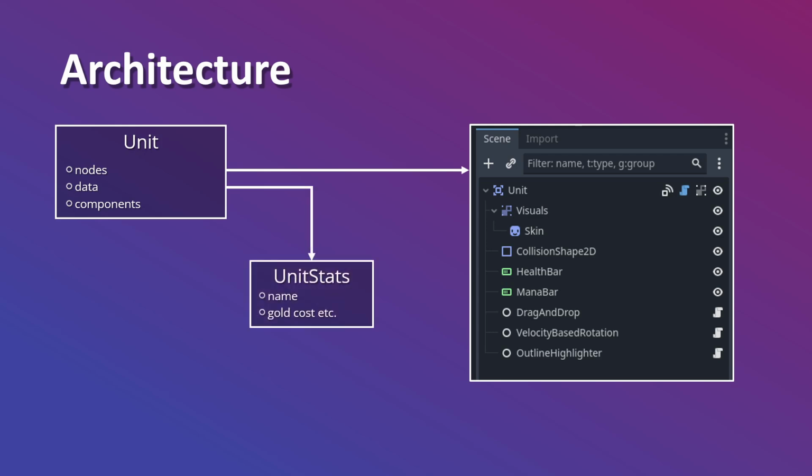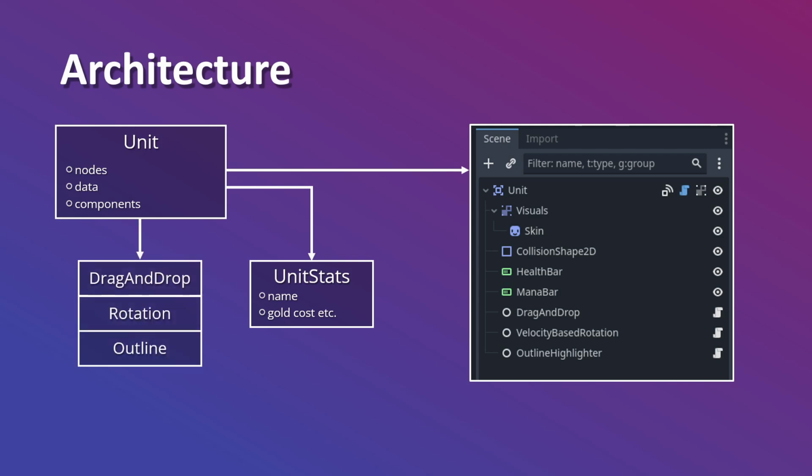In terms of data, we have one resource called UnitStats, which stores information like the name of the unit, the gold cost, the skin or the graphics attached to it, and so on. And we also have three components: the drag and drop component, the velocity-based rotation component, and the outline highlighter component. In this video, we'll focus on the basic nodes, the unit stats, and the drag and drop component.